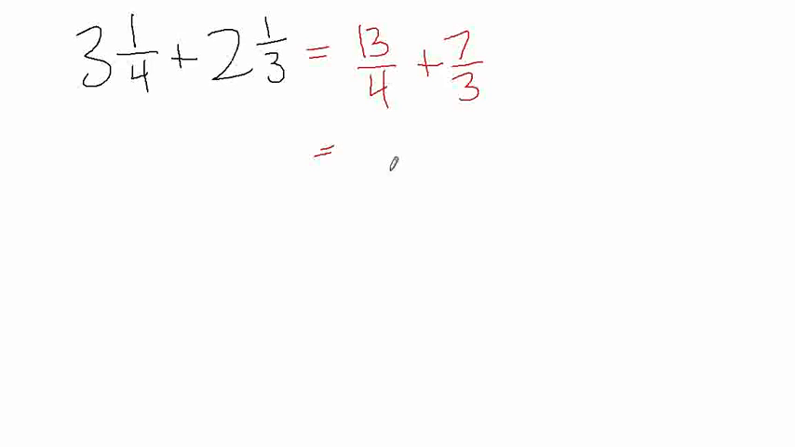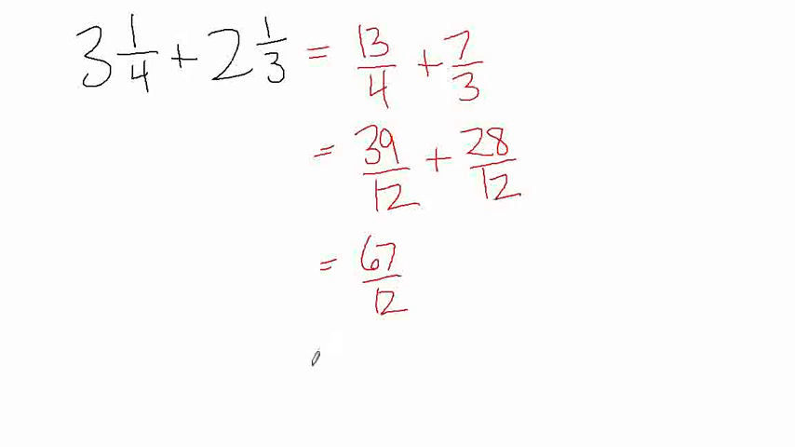Now we have to convert both improper fractions to a new version where they both have the least common denominator for their denominator. So what I'm going to do is convert them both to a new form such that they both have 12 in the denominator. So I'm going to convert the first improper fraction to 39 over 12. I'm going to convert the second improper fraction to 28 over 12. Now I'm going to add them and get 67 over 12.